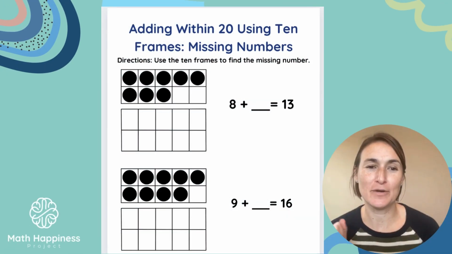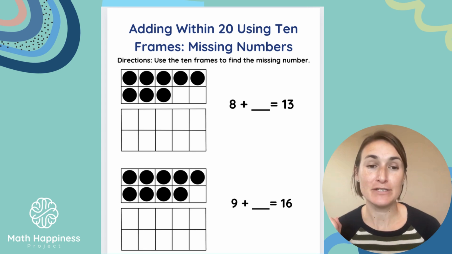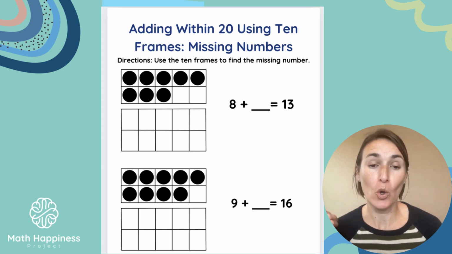Let's take a look at this homework, adding within 20 using 10 frames, missing numbers. For this homework, the child is being asked to find a missing number for an equation. 10 frames are provided as a tool and support to help the child figure out what number should be included in the blank so that the equation is true.